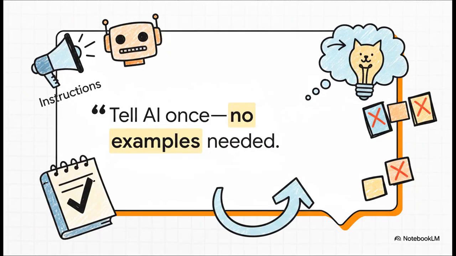This quote right here, this gets to the very heart of it. Tell AI once, no examples needed. I mean, it sounds almost like magic, doesn't it? But this is the central promise of zero-shot learning. It's the power to get what you want from an AI without having to show it a single example first.